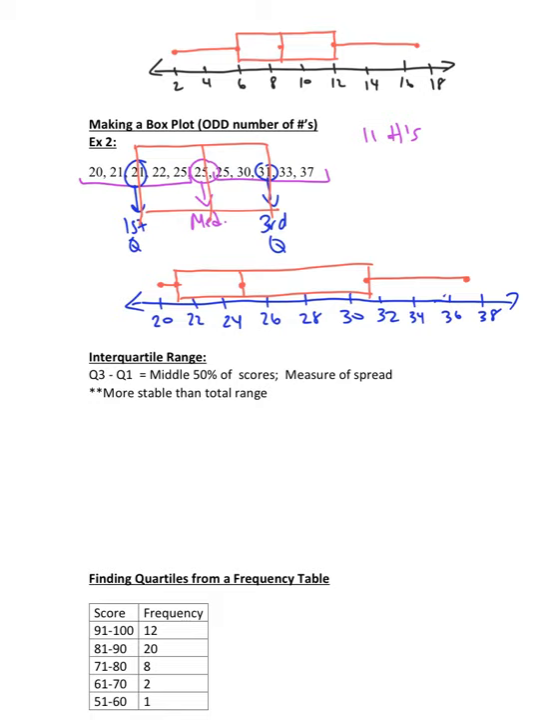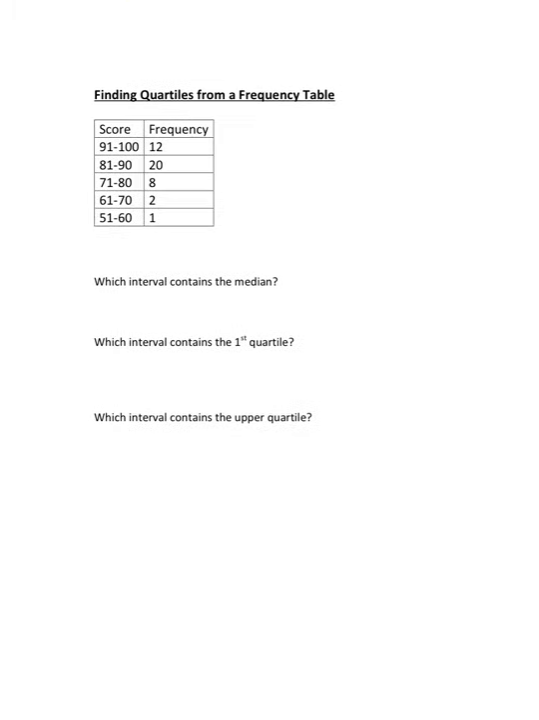Okay, and then we're going to take a look at the idea of quartiles, but finding them from a frequency table. So if you go down to the last section, finding quartiles from a frequency table, you're going to be given a set of data with a frequency. So here, 12 kids got a score from 91 to 100, 20 kids scored from 81 to 90, 8 kids scored from 71 to 80, etc., etc.